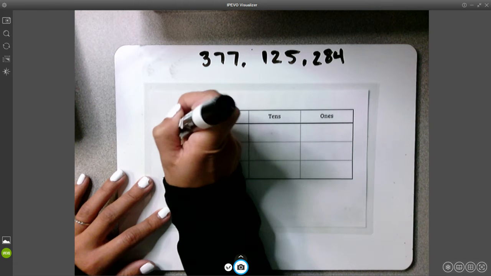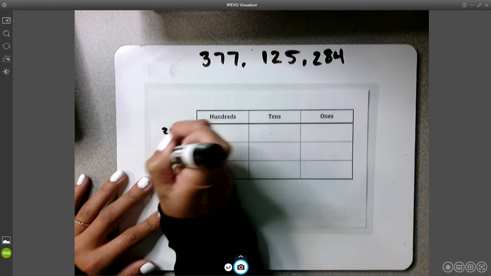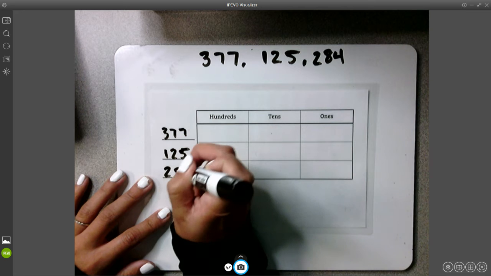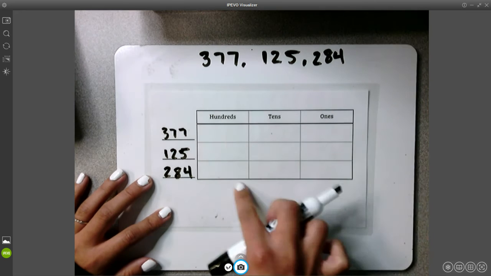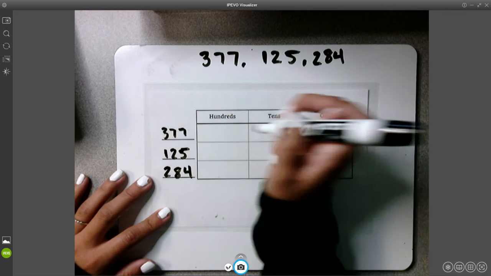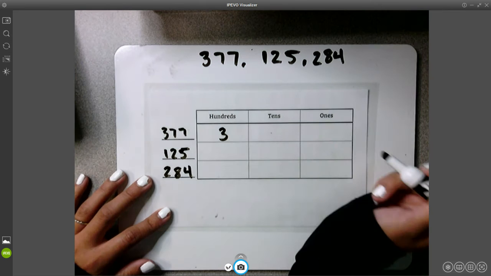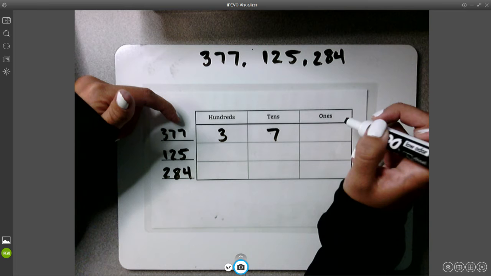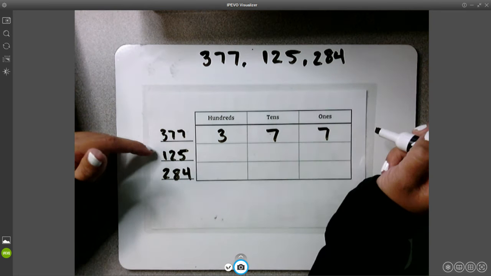So 377 goes here, 125 goes here, and 284 goes here. This is just like a hundreds, tens, and ones chart. It's just that I can put more than one number here. So my 3 is going to go in my hundreds place. My other 7 is going to go in my tens place. And then my other 7 is going to go in my ones place.